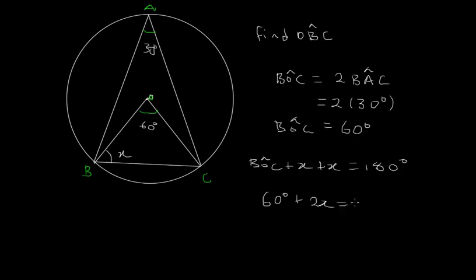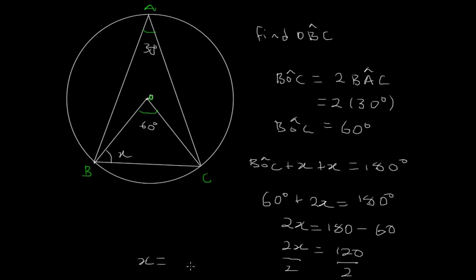60 plus X plus X gives you 2x. This is equal to 180 degrees, right? Then the 60 goes to the other side. We have 2x equals 180 degrees minus 60 degrees. We have 2x equals 180 minus 60 gives you 120, divided by 2. And therefore, our x is 120 divided by 2, which gives you 60. So therefore, our x is 60 degrees.